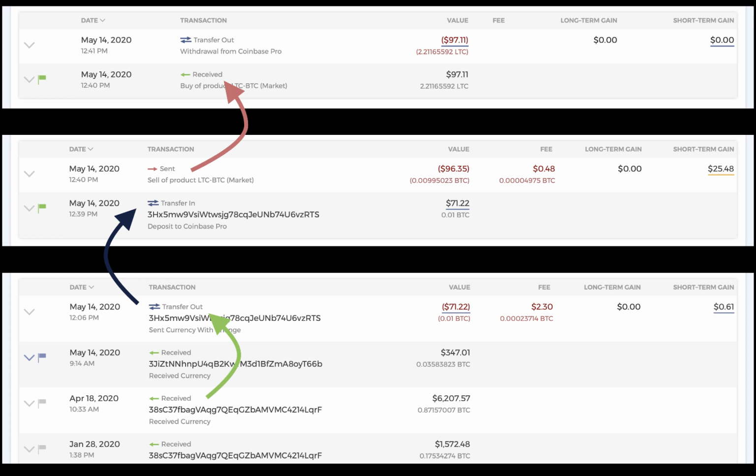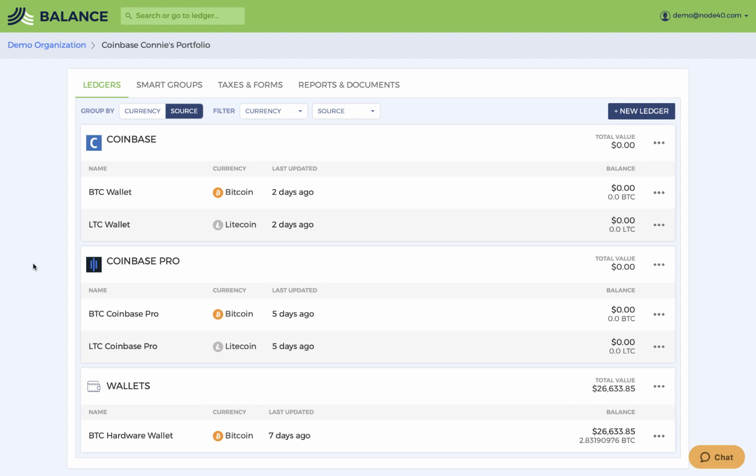In this video, I'm going to show how the NODE40 balance ledgers tell a story by walking you through a series of transactions on Coinbase and Coinbase Pro. I'm going to cover some of the transaction types that NODE40 balance identifies, and then discuss how these different transaction types are treated. I first need to set the stage, and then we can look at the ledgers to see how the story unfolds. There was an unexpected twist that only becomes apparent because NODE40 is so good at tracking the flow of your assets.